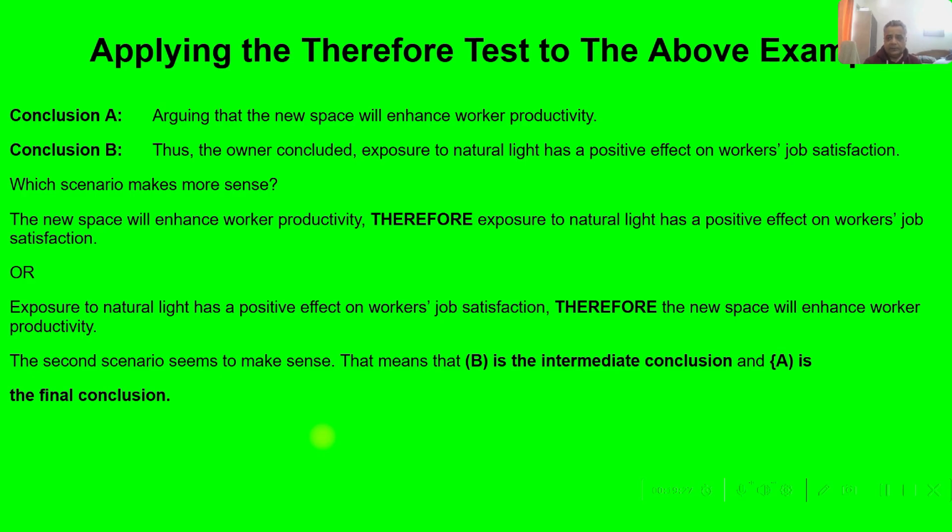So will the productivity first enhance and thereafter the workers' job satisfaction increase, or is it the other way around, that workers' job satisfaction will enhance and then the productivity will enhance? So obviously, first the job satisfaction increases and then the productivity will increase. Therefore, the statement after therefore is the final conclusion. So here the second scenario seems to make more sense. That means that B is the intermediate conclusion and A is the final conclusion.